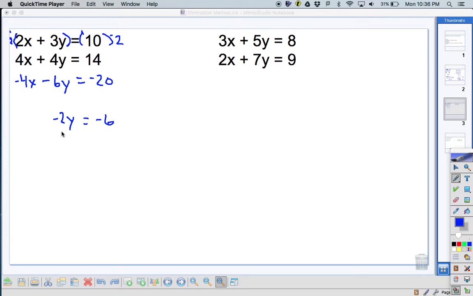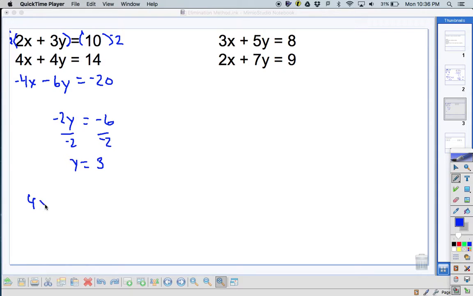Last step, got to divide everything by -2. So y ends up being +3. Negative over negative is positive. 6 divided by 2 is 3. So y is +3. And just like before, I can pick either of these two equations. I'm going to pick the bottom one just to be a little bit different this time.